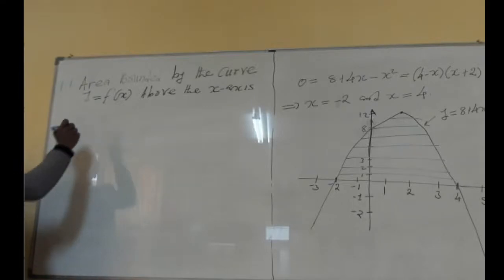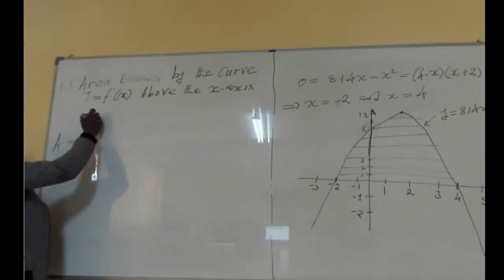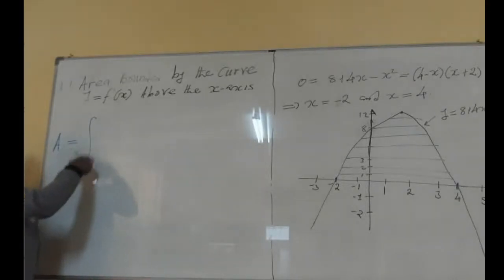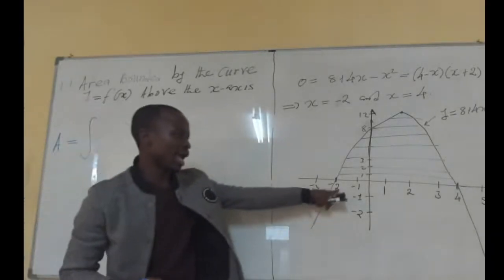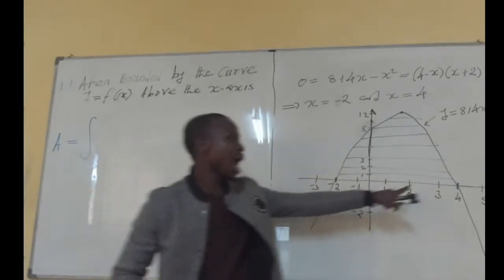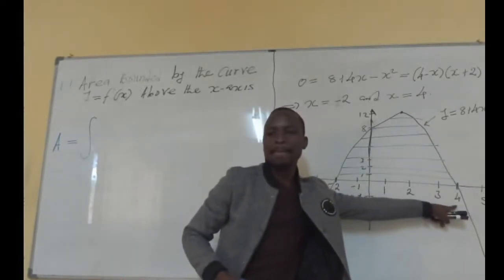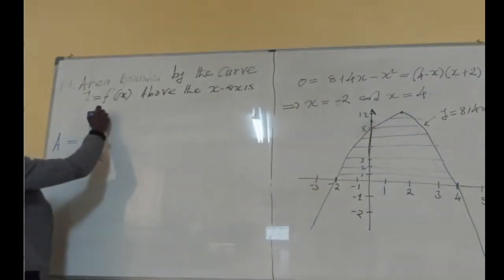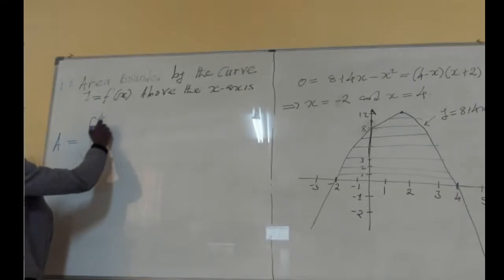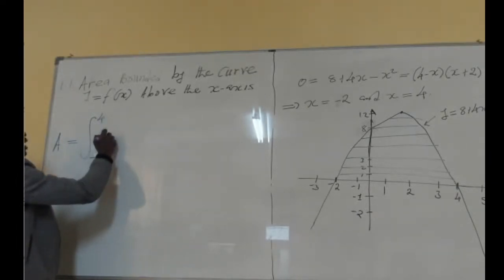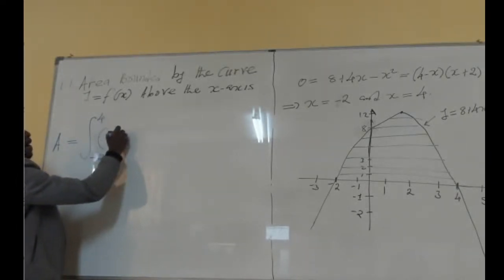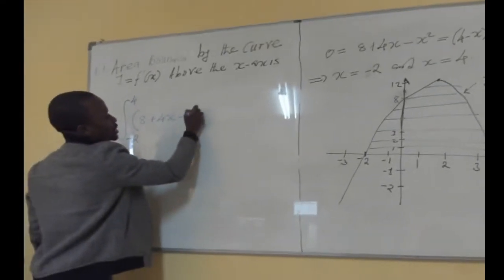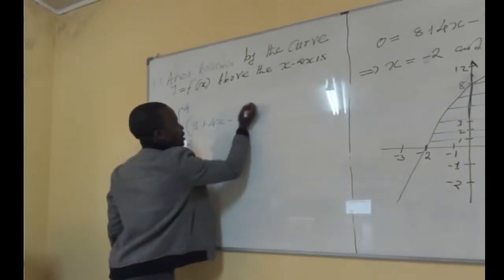So the area bounded by the curve and the x-axis is just equal to the integral. Using that formula, it's the integral from a to b. In this scenario, our a is equal to negative 2 and our b is equal to 4. So we are going to have the integral from negative 2 to 4 of our function, 8 plus 4x minus x squared dx.